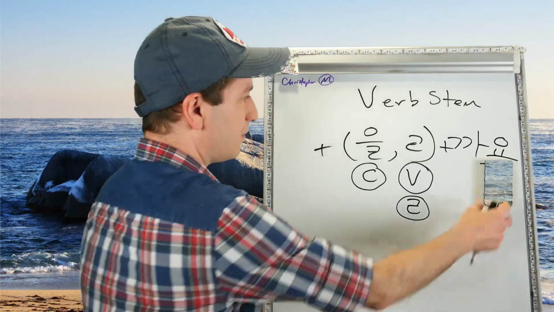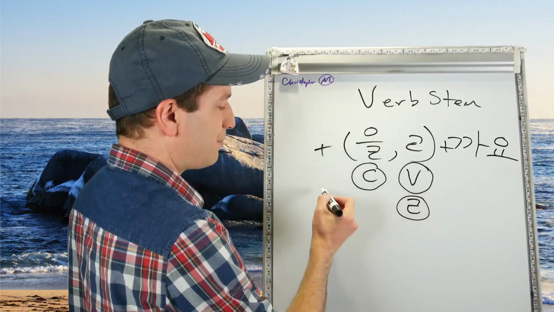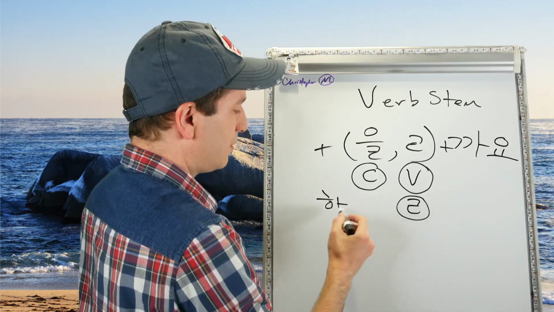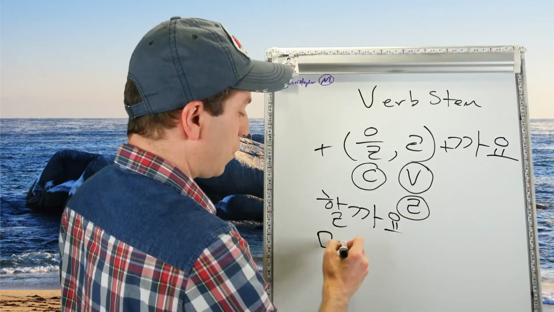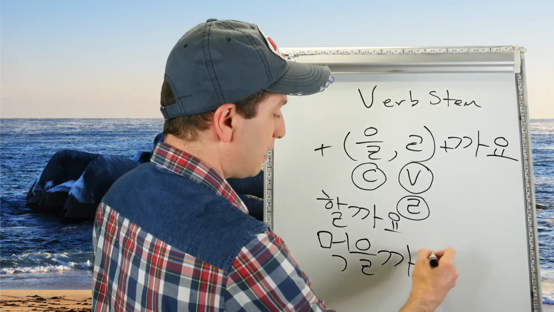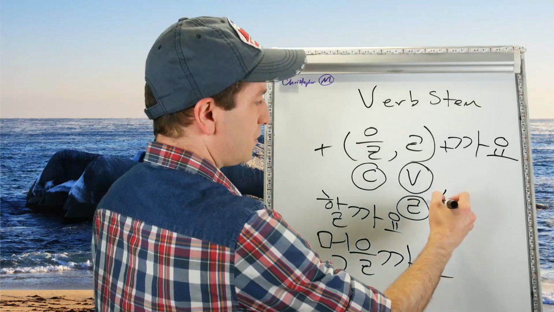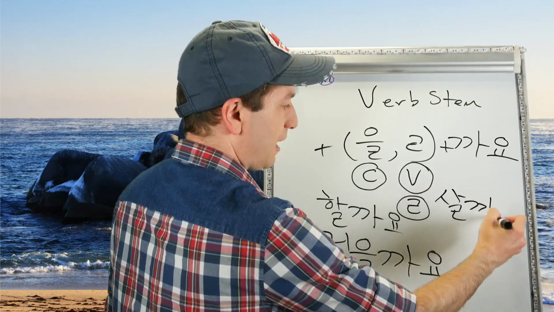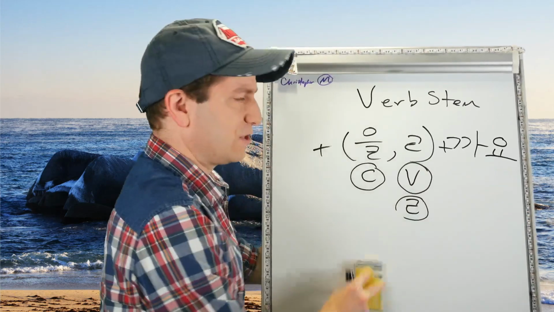So let's do an example. If we have the verb hada that we had before, that'll become ha. It ends in a vowel, 할까요. If we take the verb 먹다, to eat, 먹, consonant, 먹을까요. If you have the verb 살다, to live, you get 살. It ends in this, so you don't have to do anything. 살까요. There are some exceptions which I should talk about.